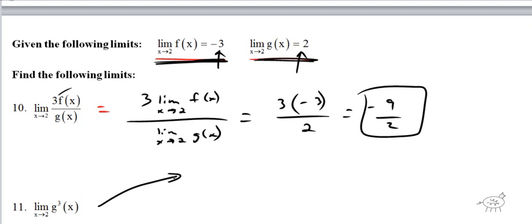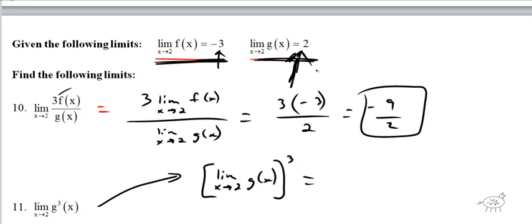So this next one, just so we can keep those visible up here, limit as x approaches 2 of g cubed of x. Well, that's the same thing as saying, using the power property, limit as x approaches 2 of g of x, and that's to the third power. Again, I can pull the 2 right off of here, because that's what the limit as x approaches 2 of g of x is: 2 cubed. So the answer is 8.